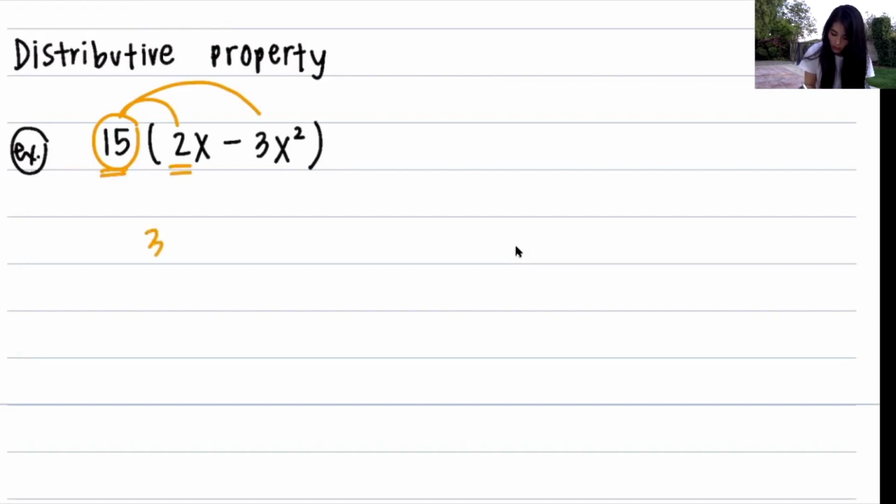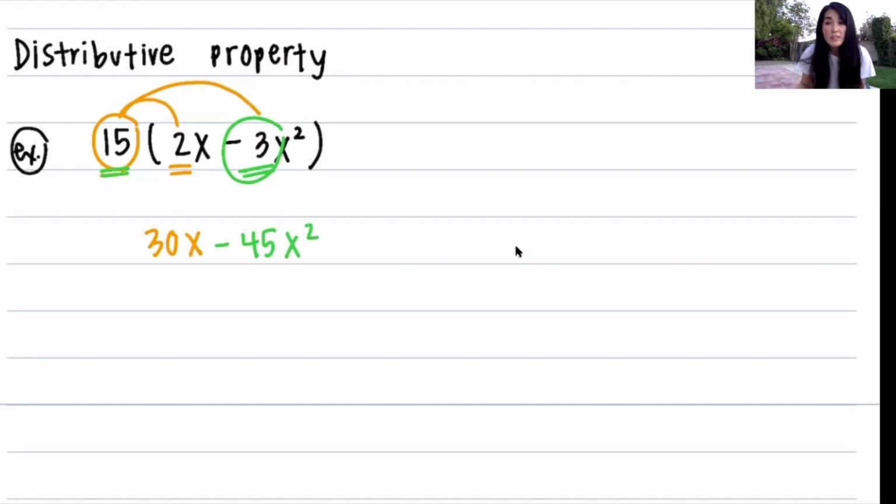So that would give me 30, and then you're going to keep the x. And then you're going to go ahead and do 15 times this 3. Take the sign. So 15 times negative 3. So again, take the sign with it, which is going to be negative 45. And then keep the ending, x squared.